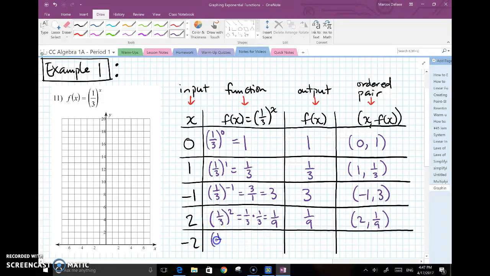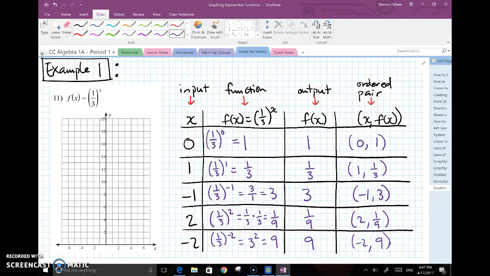-2 gives 1/3 to the power of -2, and just like with the -1, a negative power means do the reciprocal. So this is actually 3 to the power of +2, which is just +9. So that's my output, and I have -2, comma +9. We could go on and get more values here, but sometimes having about 4 to 5, I recommend 5 as a minimum, is optimal. So let's go ahead and see where this gets us so far.